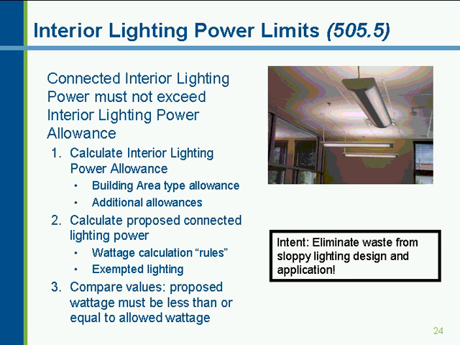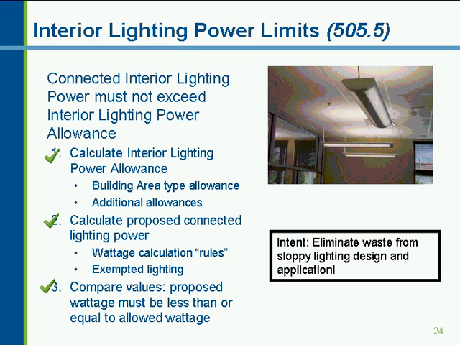And most of you are probably familiar with these. It's a requirement that your connected interior lighting power must not exceed the allowance that you're given for interior lighting power. So it's fairly straightforward in that you have to calculate what your allowance is and calculate what your proposed wattage is and make sure your proposed wattage is less than the allowance.